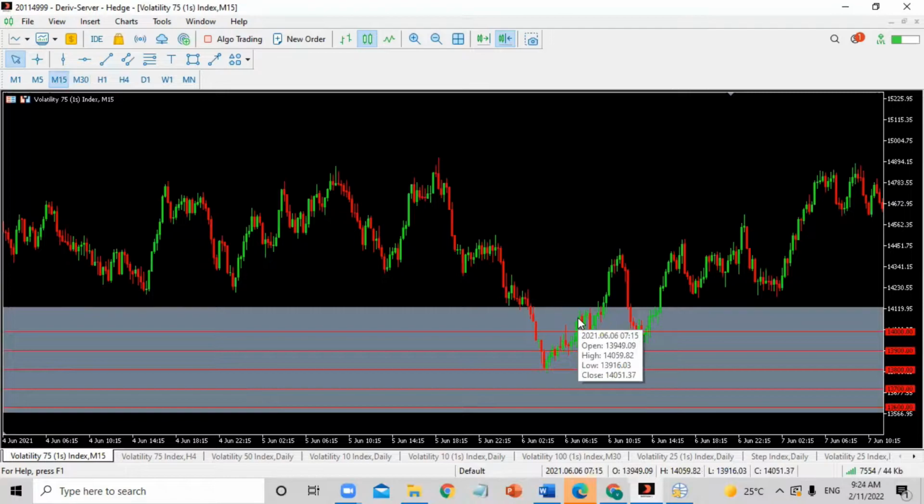Now we can actually look for buy entries. For this example, I would have bought the market when this candle closed firmly above 14,000. I would have placed my entries here. And where would I have put my stop loss? Below maybe level 13,800 or even level 13,900, because I'm guided, guarded and secured by the strike levels.